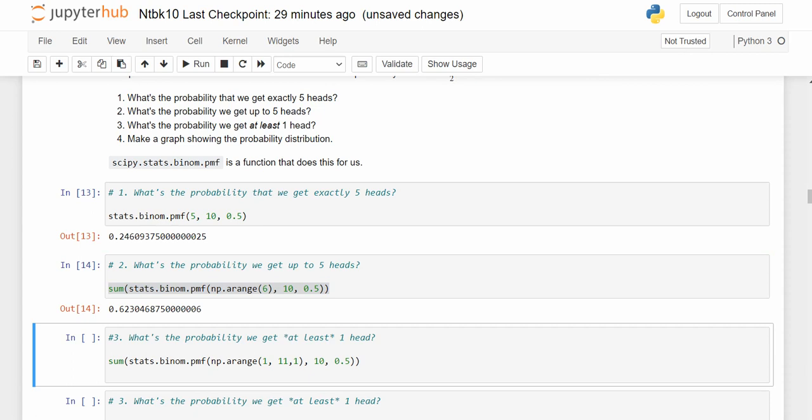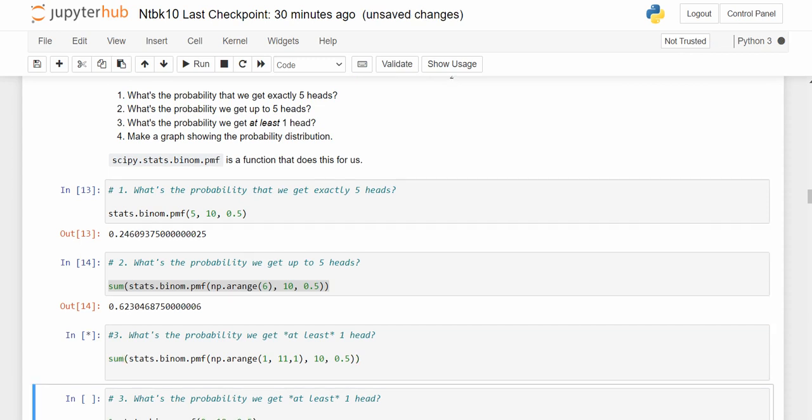There's a slightly more than 62% chance that if I flip a fair coin 10 times, I'll get 5 or fewer heads. Okay, that makes sense. What's the probability we get at least 1 head? Okay, well notice here the np.arange. I don't want it to start at 0. And remember, the np.arange always stops one before the stopping criteria. So this is going to do the integers 1 through 10. Okay, and then again we have the sum function. It's going to do all 10 of those and add them up.